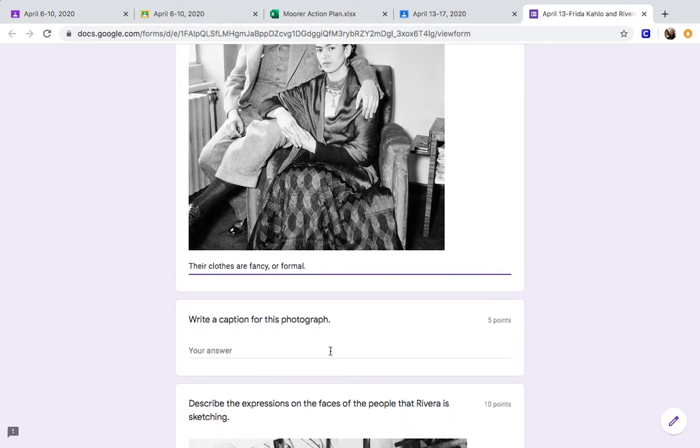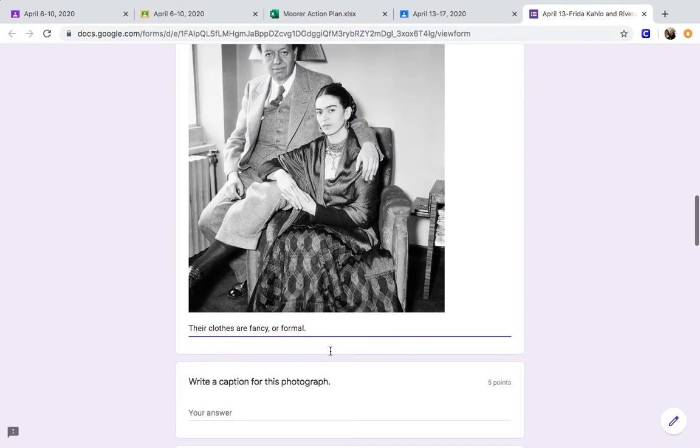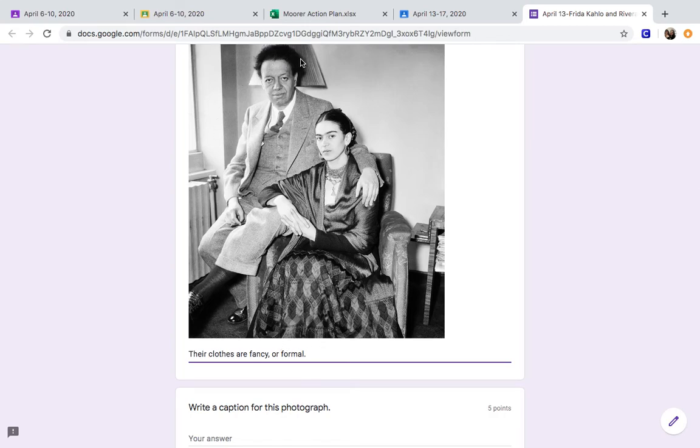And then we're going to practice again writing a caption for this photo. So give me one sentence telling me what these people are doing in the photo or what they look like in the photo. Do they look happy? Do they look like they're going to something important? What do you think is happening here?